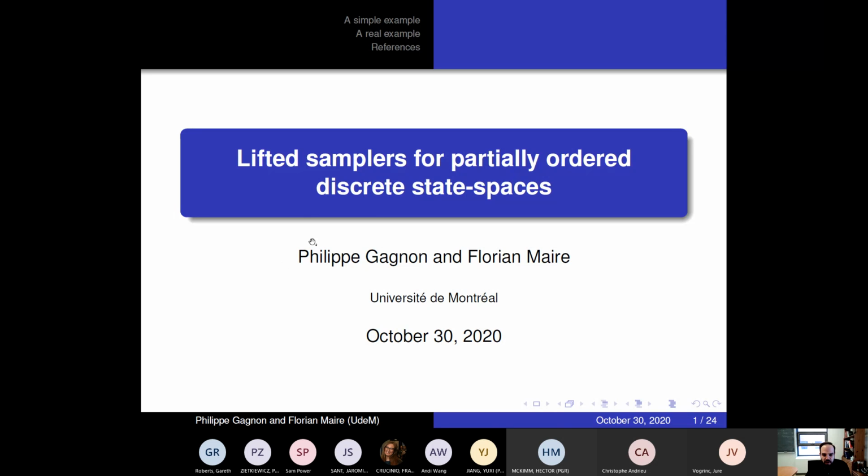Yeah, so this is joint work with Florian Maire, who is also a professor at Université de Montréal. And yeah, so you said the title: lifted samplers for partially ordered discrete state spaces. So it may look fancy at first, but don't worry if you don't know a lot about lifted samplers or partially ordered spaces. I will go through this in detail during the talk.